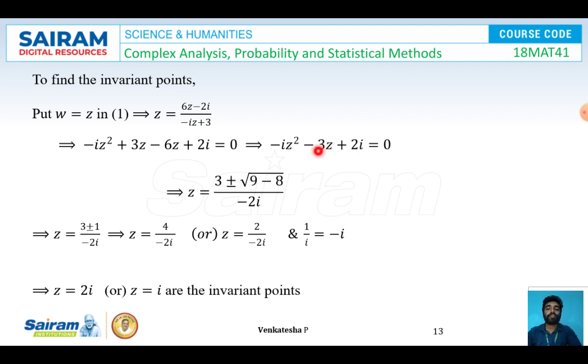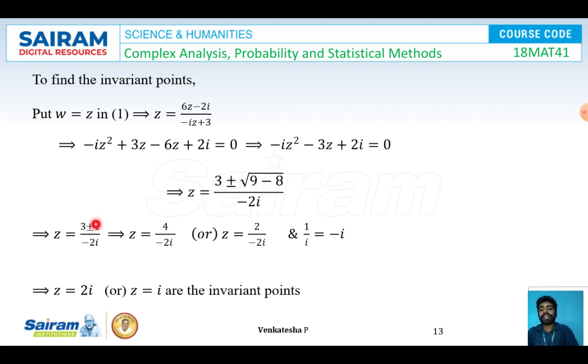So this equation is of the form ax square plus bx plus c. So I can choose a is equal to minus i, b is equal to minus 3, and c is equal to 2i. And the formula is given by z is equal to (minus b plus or minus square root of b square minus 4ac) by 2a. So in the place of a, I am replacing a is equal to minus i, b is equal to minus 3, and c is equal to 2i. I got this equation, that is z is equal to 3 plus or minus square root of 9 minus 8, by minus 2i. So it will become 1. So I got z is equal to 3 plus or minus 1 divided by minus 2i.